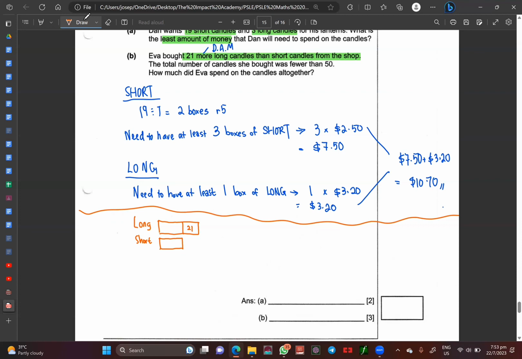The key word here is this. We don't know what the total is. But what I can say for sure is this part: the total number of candles she bought was fewer than 50. So if it's fewer than 50, it can be anywhere from 1 to 49. But logically speaking, it cannot be 1. So how are we going to do this?